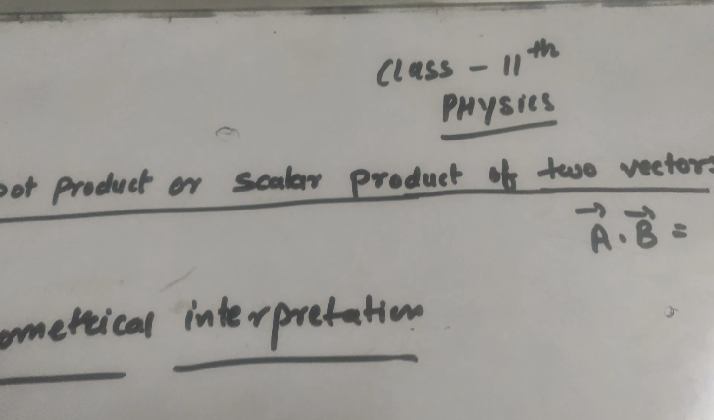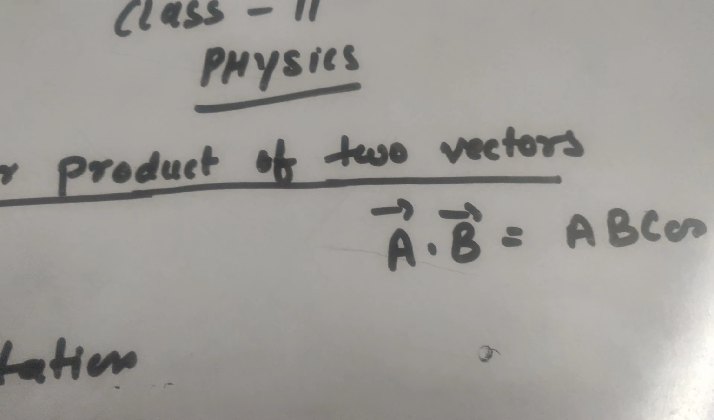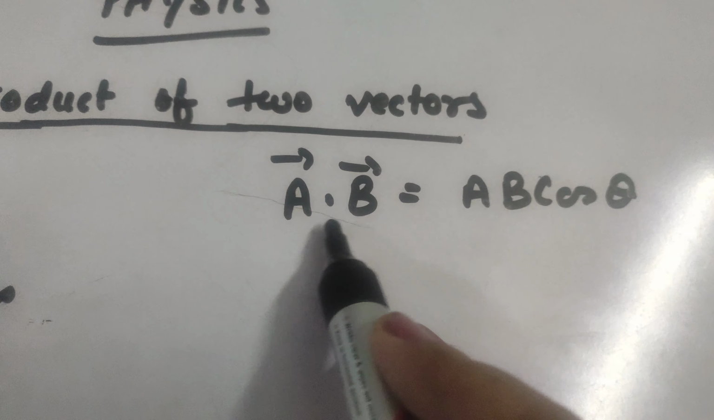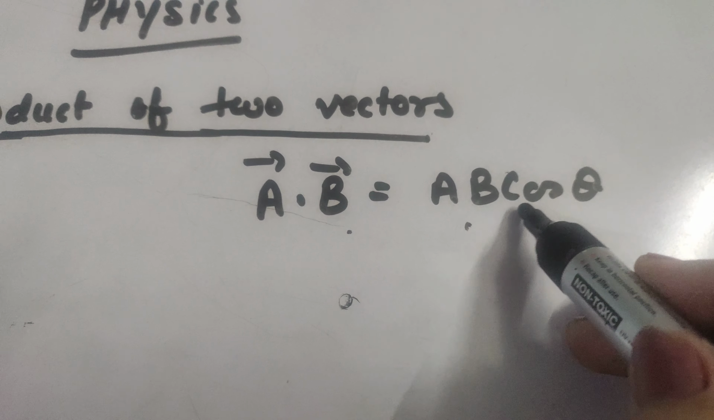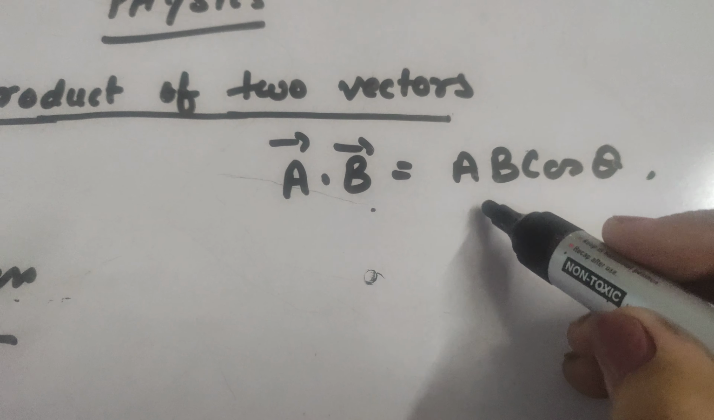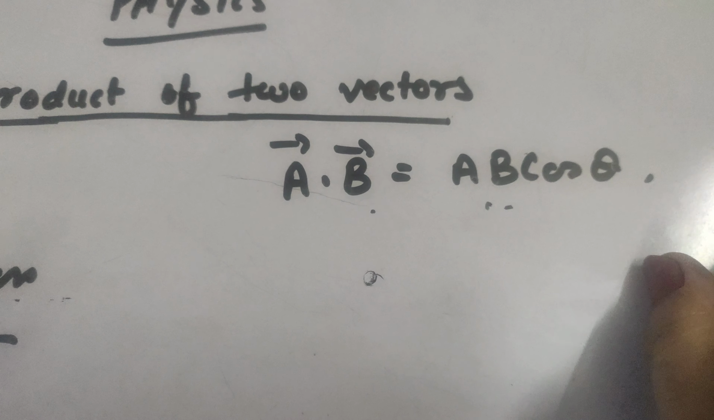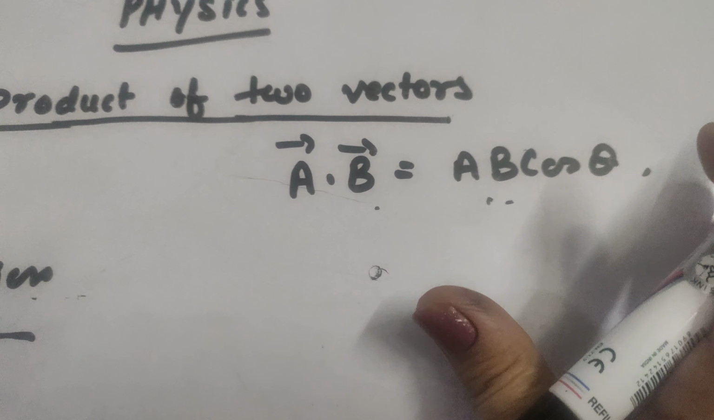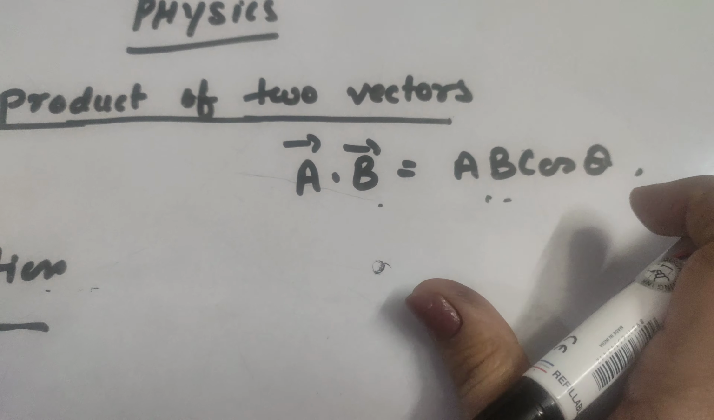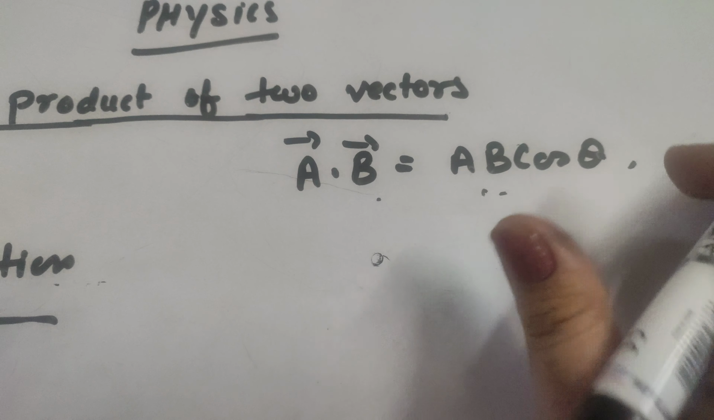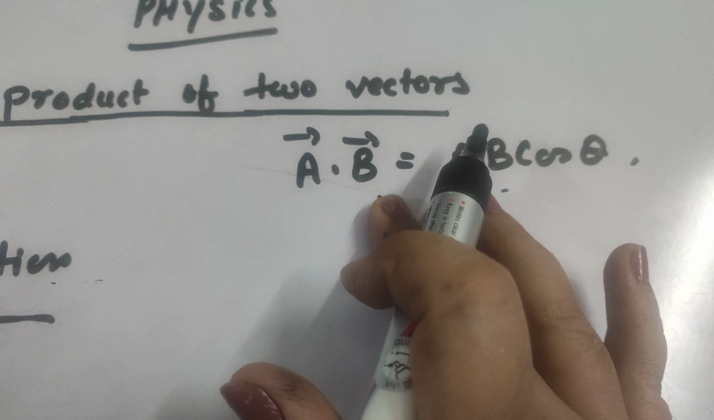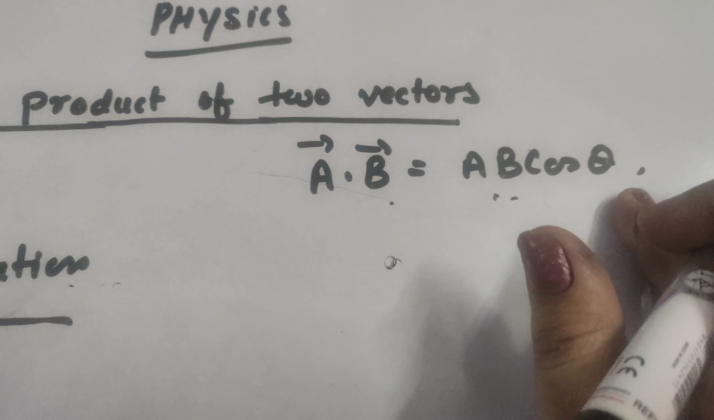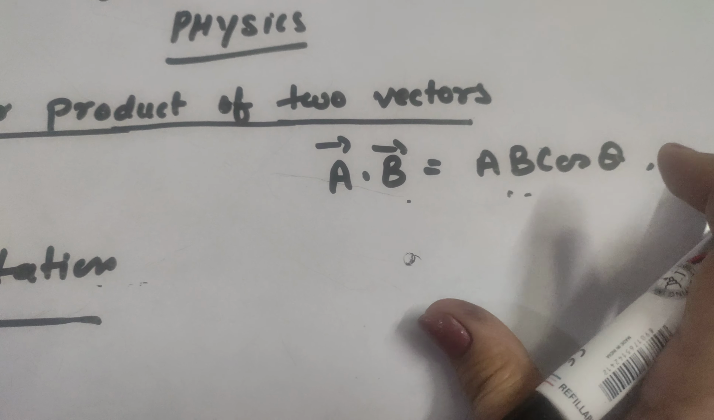Now, the dot product or scalar product of two vectors is defined as the product of two vectors, equal to a b cos theta, where a and b are both magnitudes and cos theta is also a scalar quantity, so in that case this gives you a scalar quantity. So the dot product of two vectors is a scalar quantity having only magnitude and not direction.